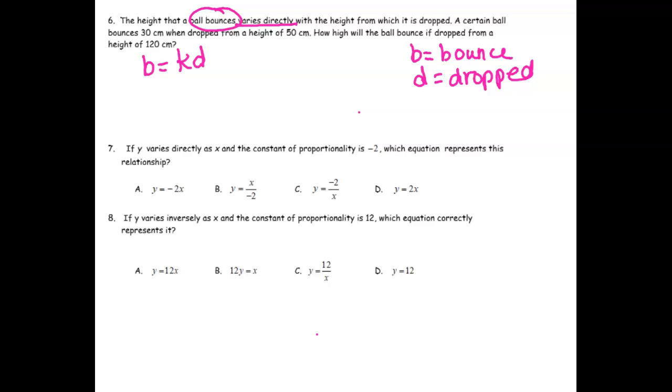Okay, y varies directly as x, and the constant of proportionality is 2. Which equation represents that? That should be super easy. Y is varying inversely. Just remember the constant of proportionality is just a word for your k. So what's your k value?